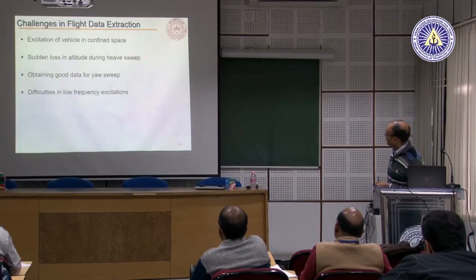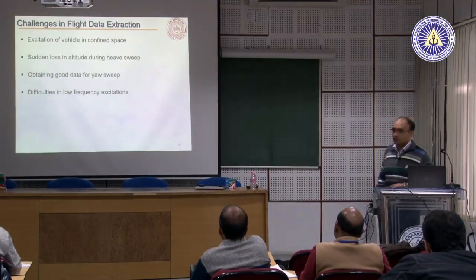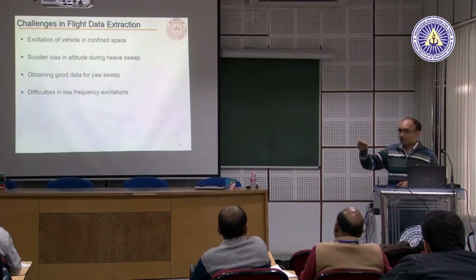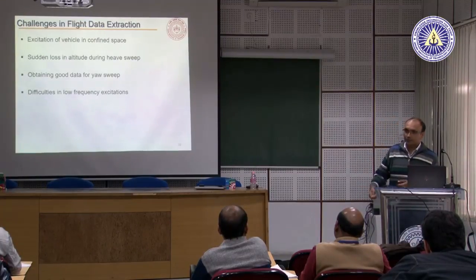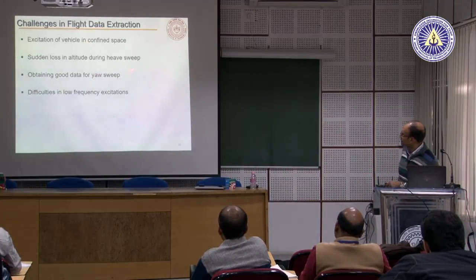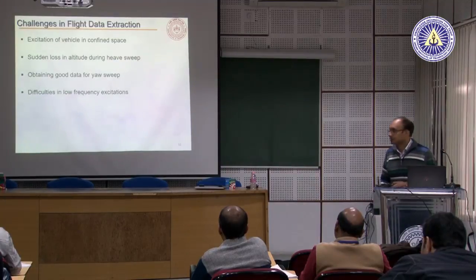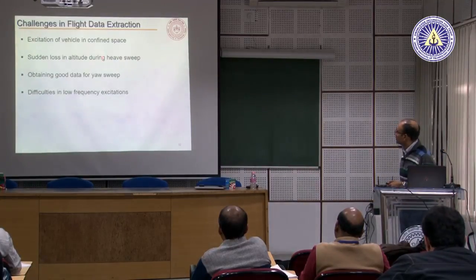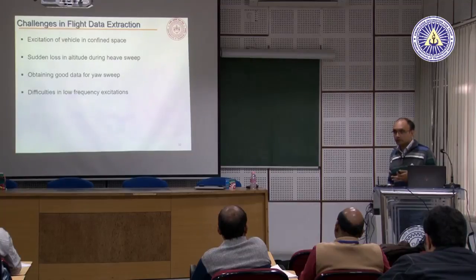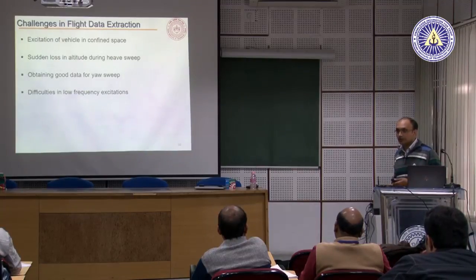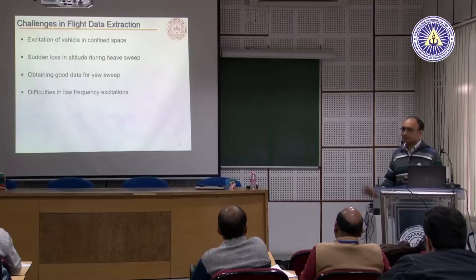Sudden loss in altitude during the heave sweep is the biggest challenge. The moment you give a downward input, you cannot give it fast. A small input itself will start making it fall down, because of gravity. So that is the biggest challenge, how to get the heave data for us. Obtaining good data for yaw was also quite challenging, because as I told you earlier, yaw sensitivity is very, very high. A small imbalance will make it spin immediately.